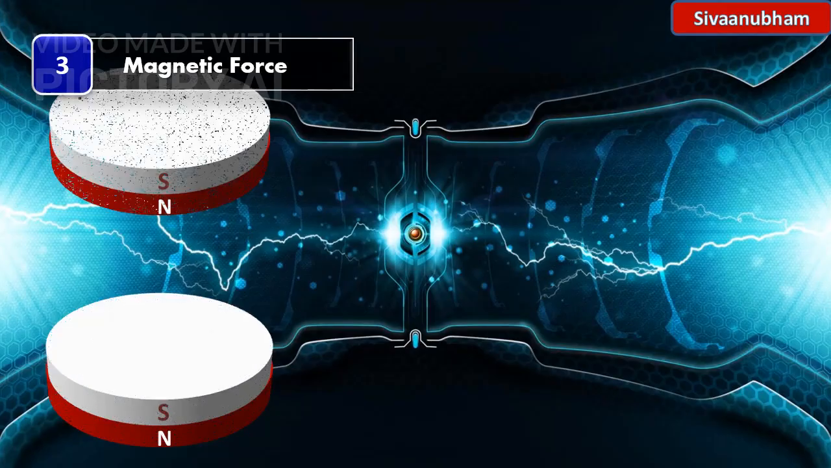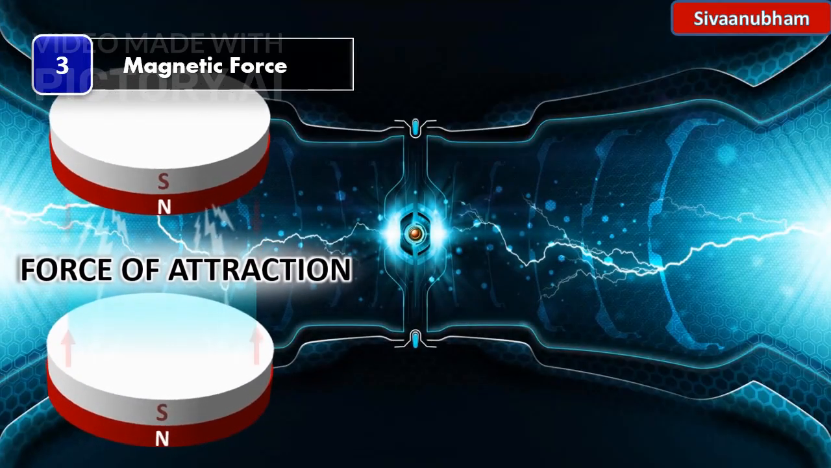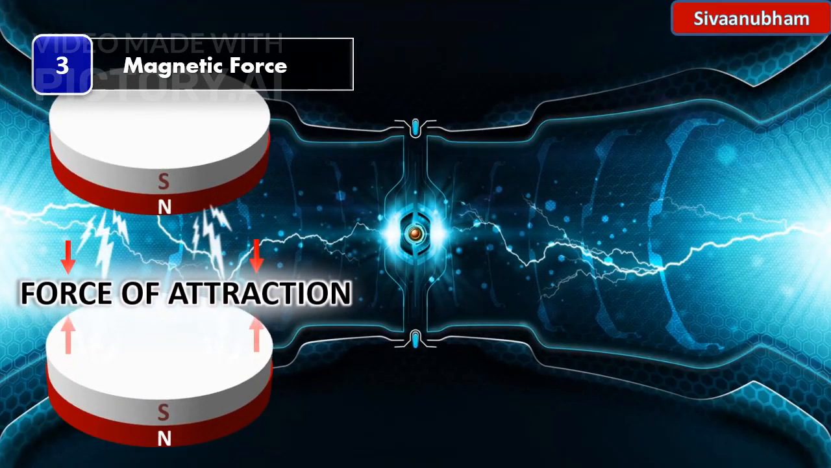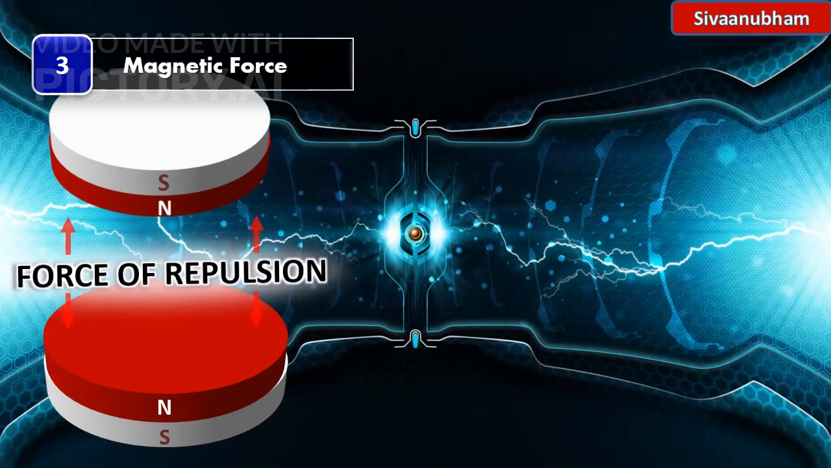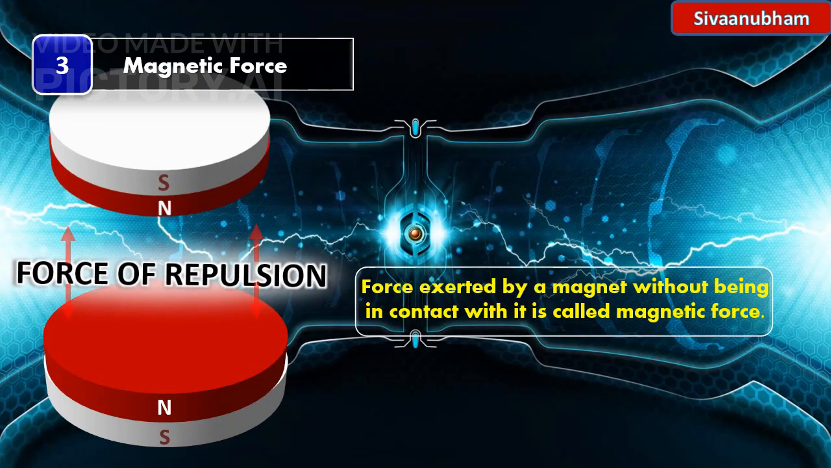Magnetic force is another intriguing type of force that acts without direct contact. Magnets exert a force of attraction, pulling objects towards them, showcasing the power of magnetic fields and their ability to influence objects from a distance.